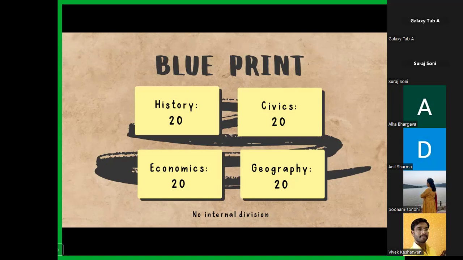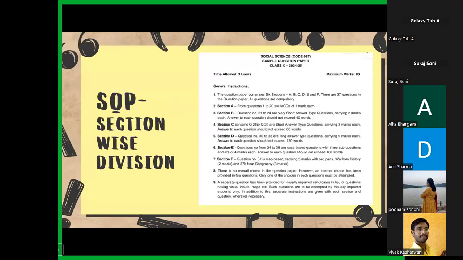Okay, and there has been no change. Last year also the pattern was same, and even this year the pattern is same. 20 marks, and the competency 50, and the MCQs 20 and FRQs 30. The design of the paper is same.